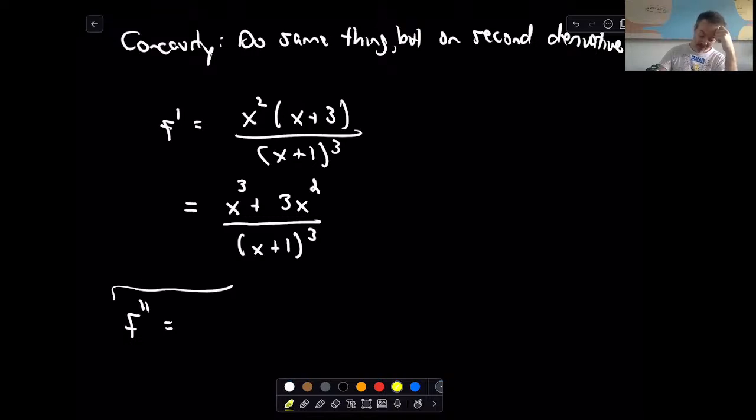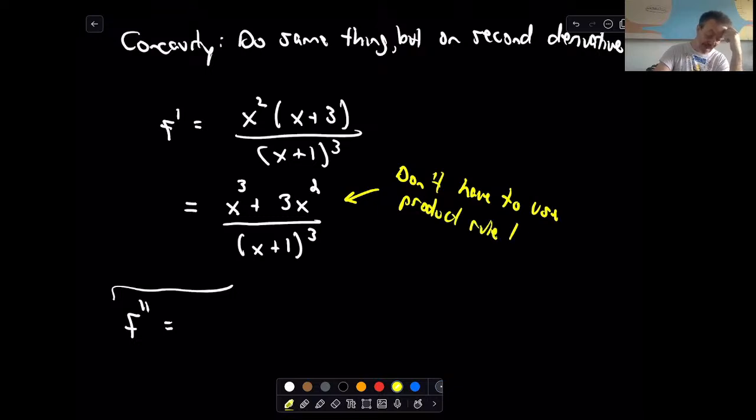If I multiply out the numerator, I don't have to use the product rule and the quotient rule. I know I've got to use the quotient rule because I've got a fraction, right? There's nothing I can do about that. But if I leave the numerator as a product, I have to use the product rule within the quotient rule. And if I multiply it out, I don't have to do that. So to me, that would just be beneficial. It would just be easier for me.